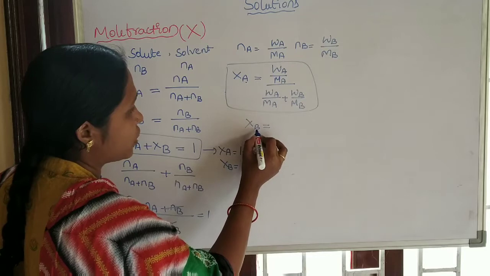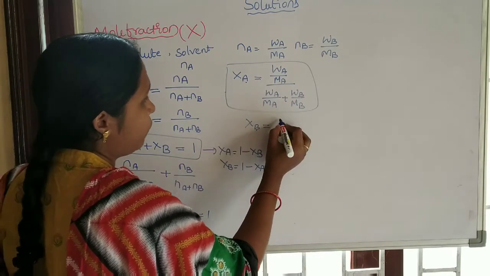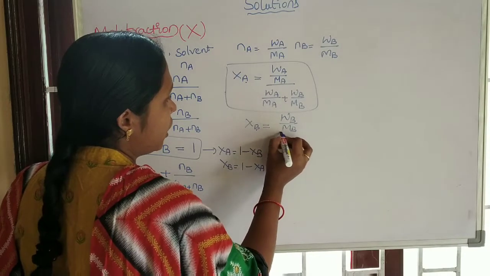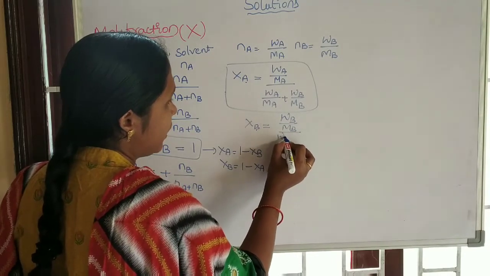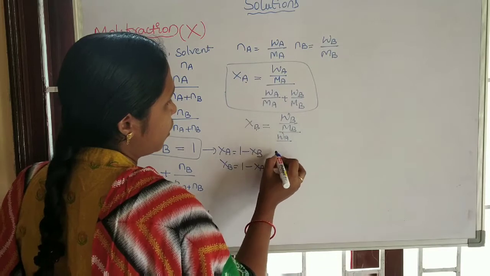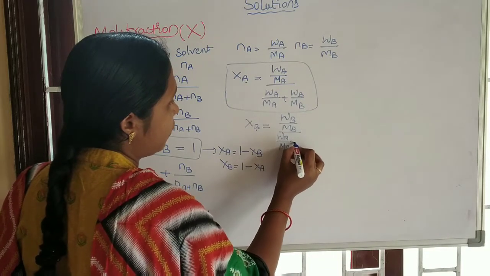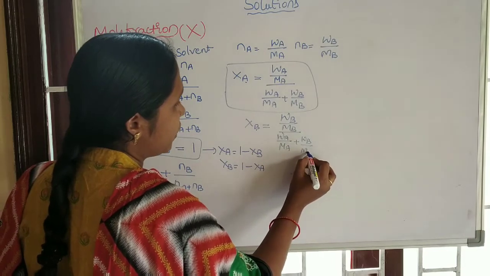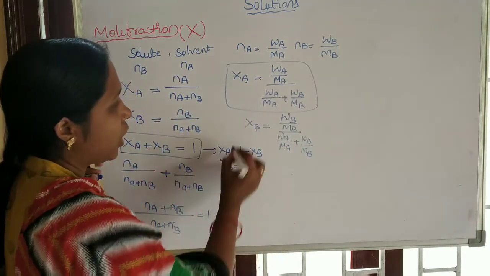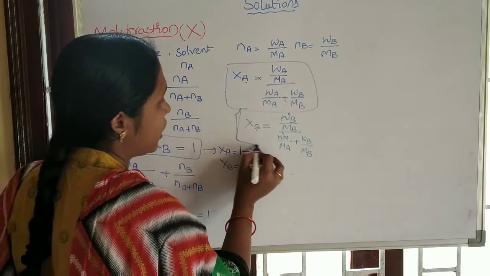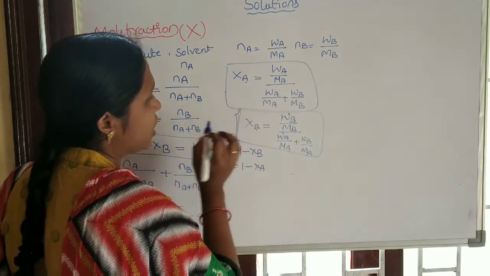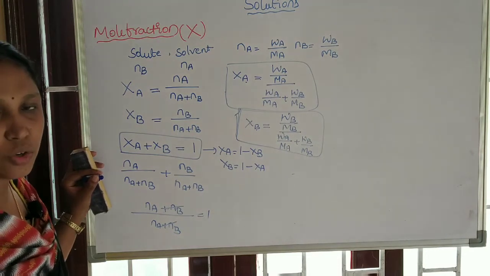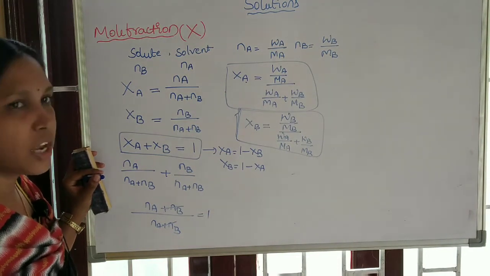Write down the mole fraction of the solute. Mole fraction of solute equals the weight of the solute by molecular weight of the solute divided by the weight of the solvent by molecular weight of the solvent plus the weight of the solute by molecular weight of the solute. Okay. By using the weight of the solute and solvent also, we can readily calculate the mole fraction of the solution.